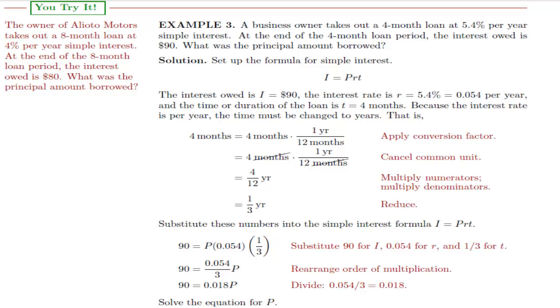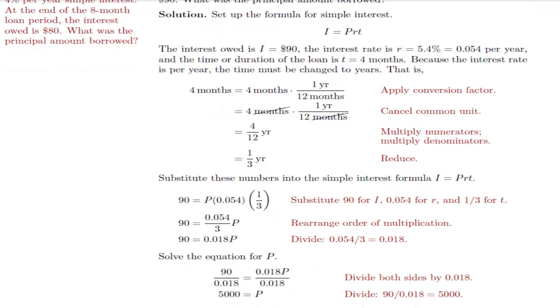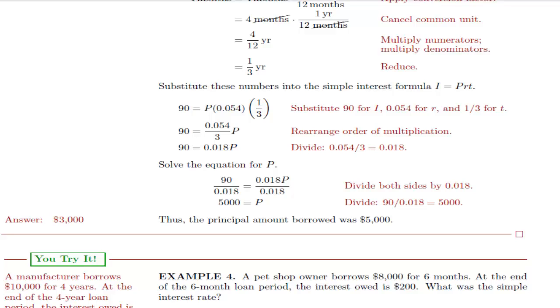Because the interest rate is per year, the time must be changed to years. That is, 4 months equals 4 months times a conversion factor of 1 year over 12 months. The months units cancel, and 4 times 1 year over 12 equals 4 over 12 years, which reduces to 1 over 3 years, or 1/3 year. Substitute these numbers in the simple interest formula I equals PRT to get 90, which is the simple interest, equals P, the principal, times the rate of 0.054 times the time of 1/3. Rearrange the order of multiplication to get 90 equals 0.054 over 3 times P. Divide 0.054 by 3 to get 0.018.